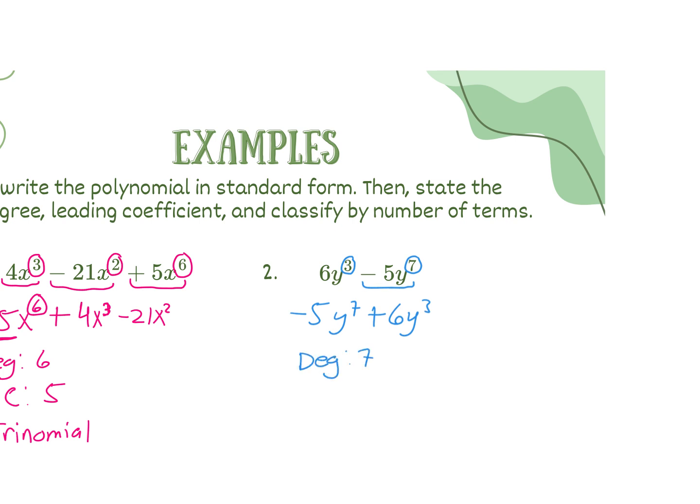Degree has the highest exponent. Leading coefficient is in front of the variable with the highest exponent. And then this has 2 terms, so it is a binomial.